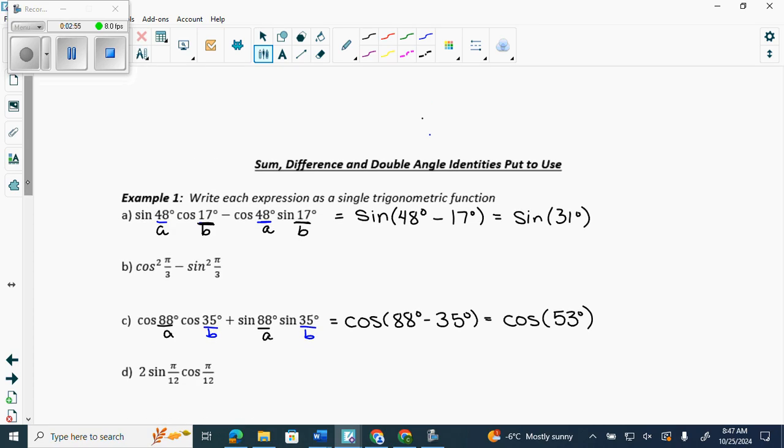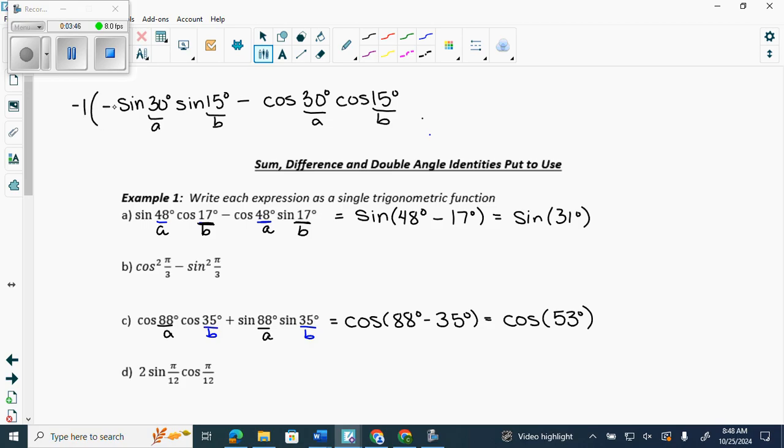Side caveat. What if I give you this? Sine 30 degrees, sine 15 degrees, minus cos 30 degrees, cos 15 degrees. Give me that one. So we have sine A, sine B, minus cos A, cos B. Is that formula on our formula sheet anywhere? Sine minus cos, cos? No, but what is on it? Cos, cos minus sine, sine. So how can I get it to be like that? Take out a -1. If I take a -1 out, this will be negative sine, sine. This will be positive cos, cos.